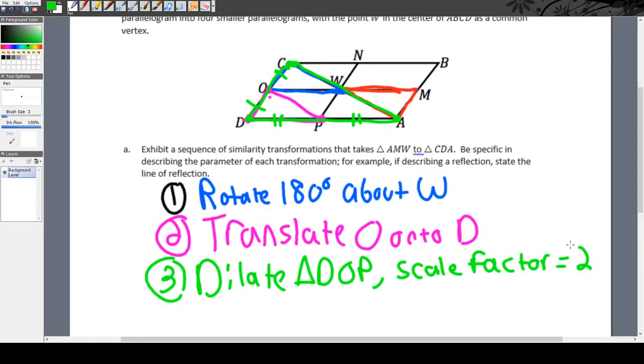And we also need a center of dilation. Well, my center of dilation is point D, because all the points are moving relative to point D, and also the point D itself is not going to move either. So I'm going to say center of dilation is D. And that gets us the triangle that we wanted.